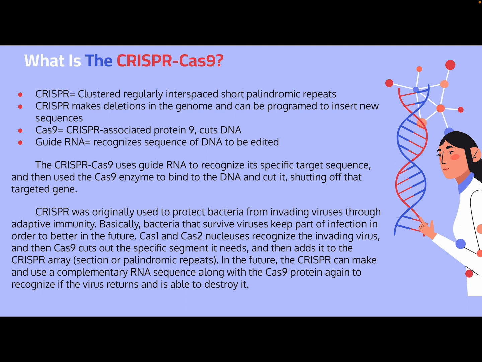Cas9 is also important. This is known as CRISPR-associated protein 9 and is called molecular scissors by geneticists, as it cuts the DNA.